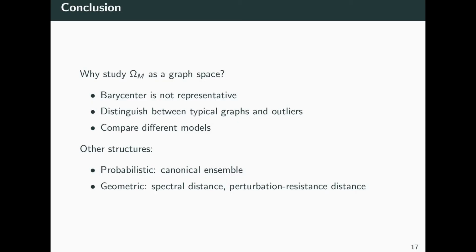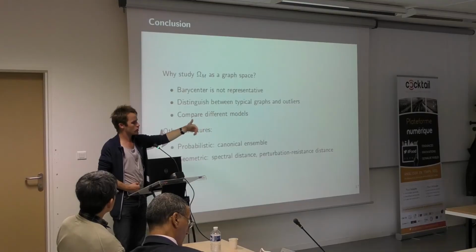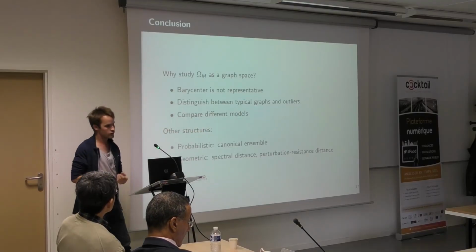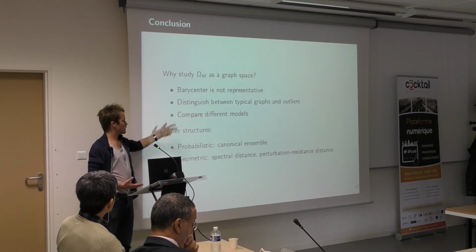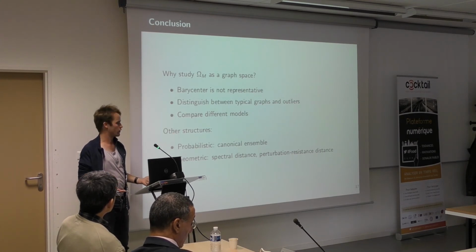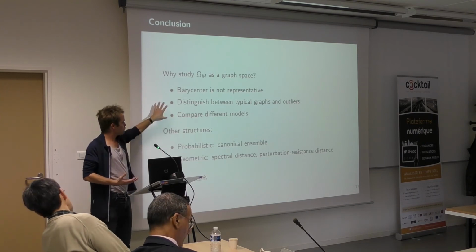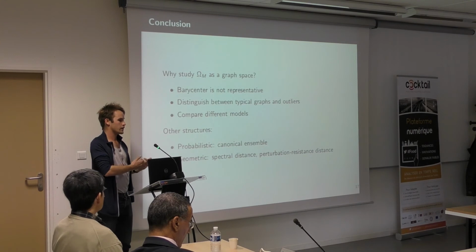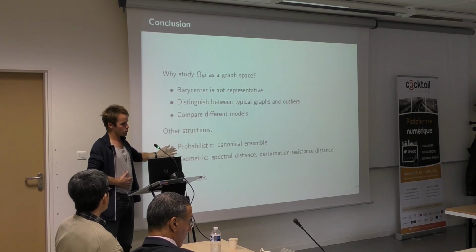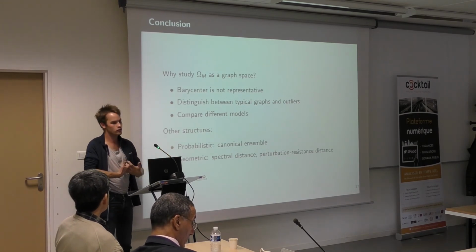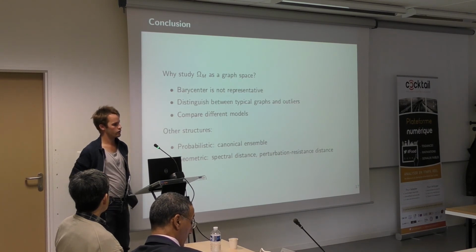So, in order to conclude, I want to sum up the main interest of studying omega n with this double structure: it allows us first to show that the barycenter is actually not representative of the whole set, to distinguish between typical and outlier graphs in the space, and finally to compare different statistical models. And that we did with the structure I presented in the beginning, but actually what is also rich is that we could have defined other probabilistic and other geometric structures, and it could bring even more information.